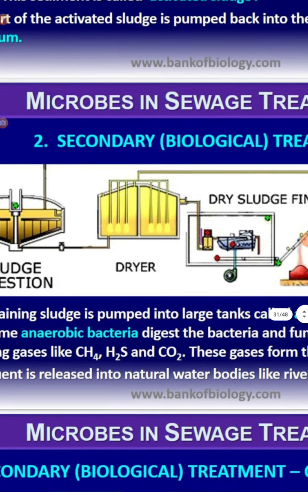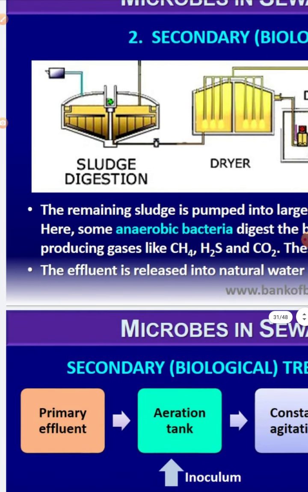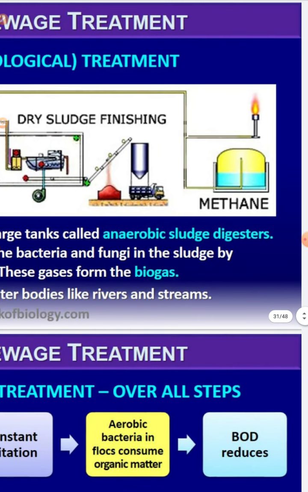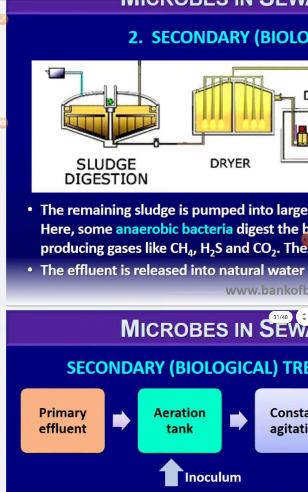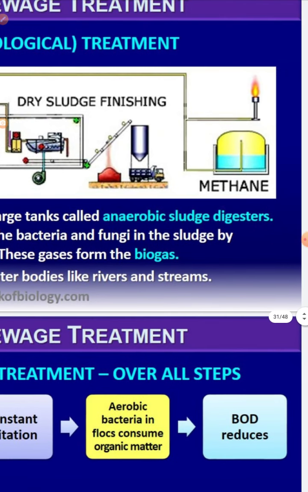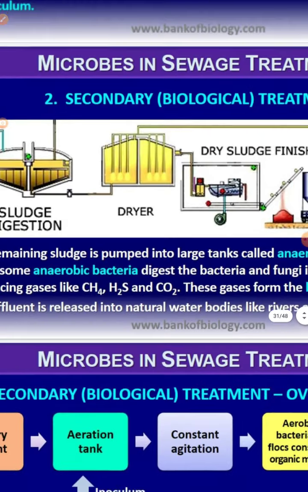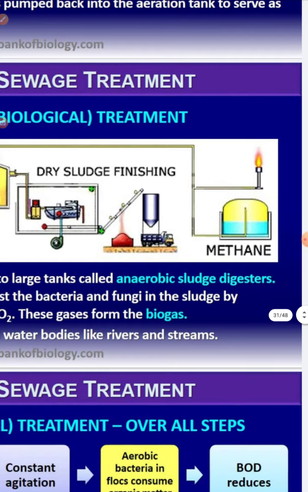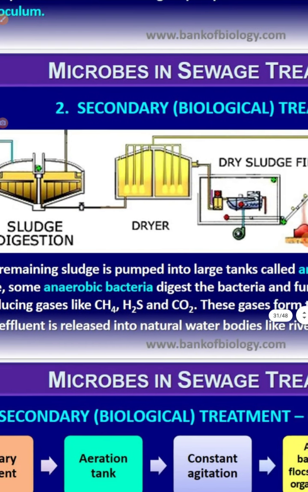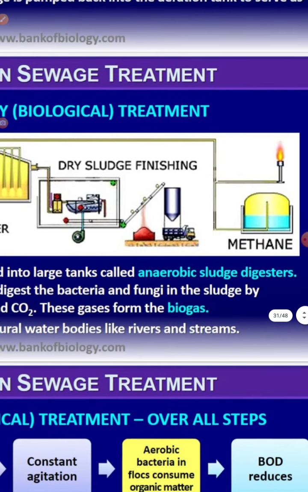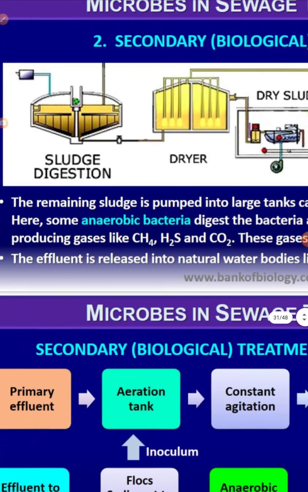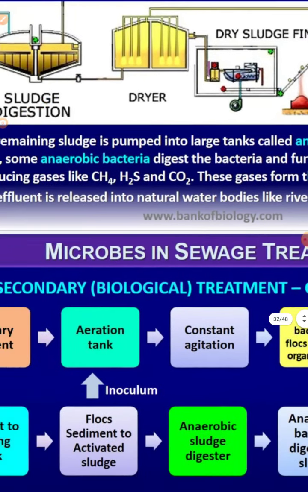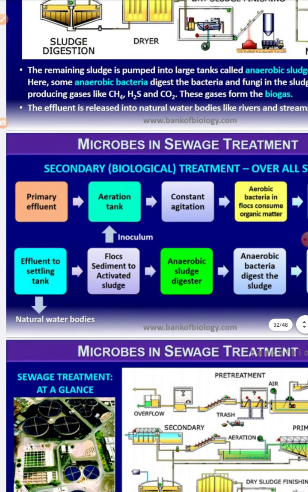Here there is the sludge digester, then dryer, then dry sludge finishing is done, and methane is coming out. The remaining sludge is pumped into large tanks called anaerobic sludge digesters, and here some anaerobic bacteria digest the bacteria and fungi in the sludge by producing gases like methane, H2S and carbon dioxide, and these gases form the biogas.